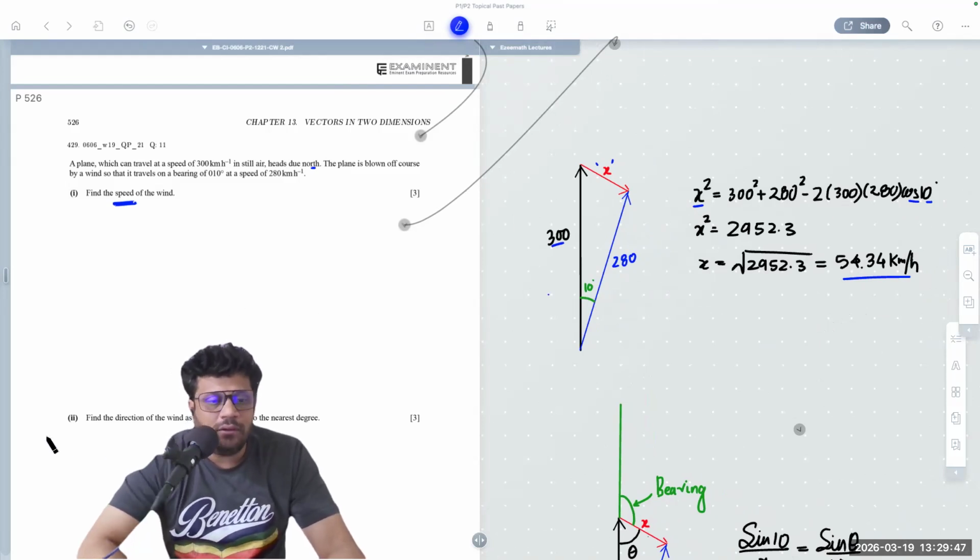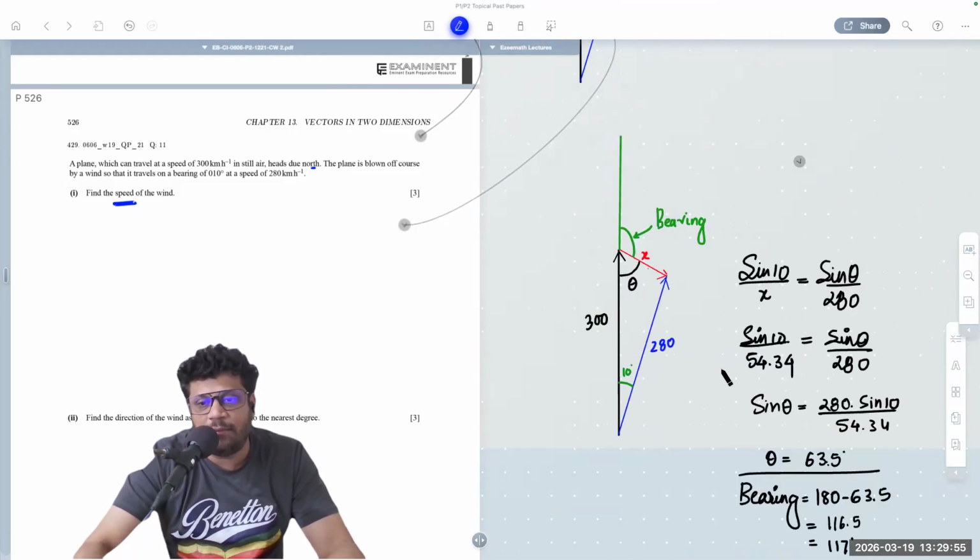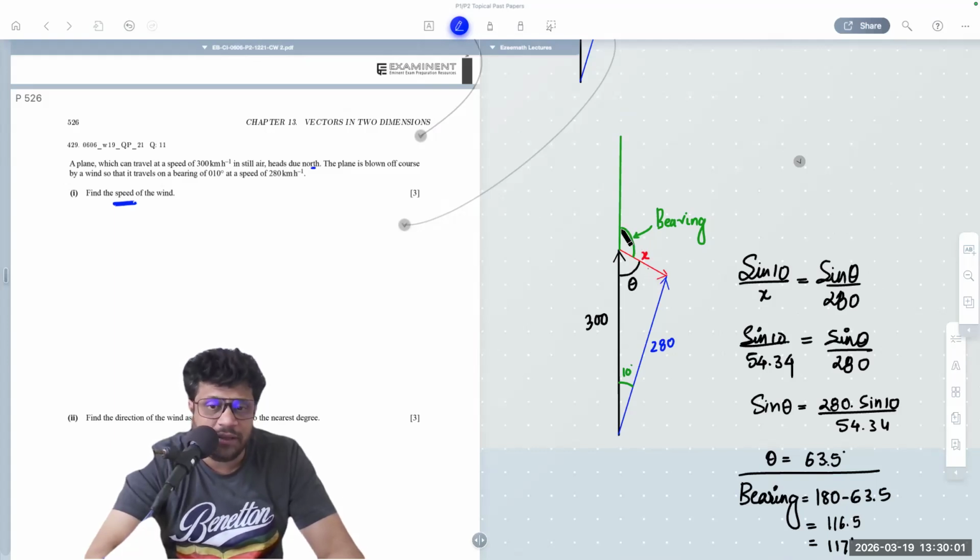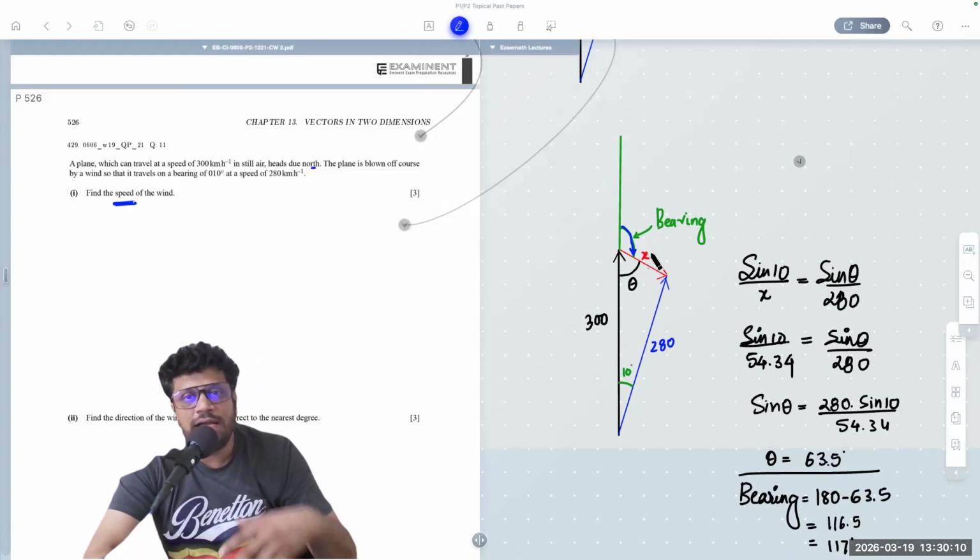Okay. Now, in the next part, they ask you for the direction of the wind as a bearing correct to the nearest degree. So we will look at the diagram again. There is your wind x. And when they ask you for the bearing, you know it should be the angle it makes with the north going clockwise. So that is the angle you're looking for. That's the bearing.